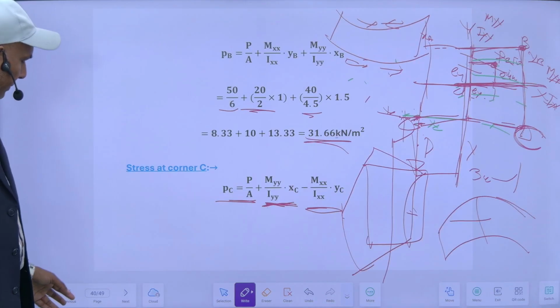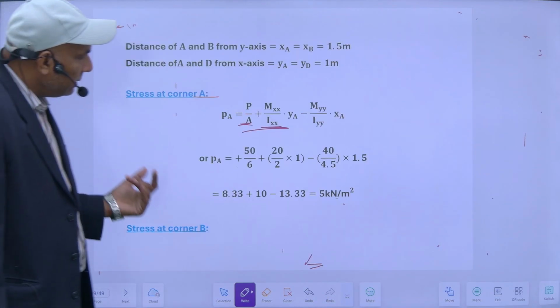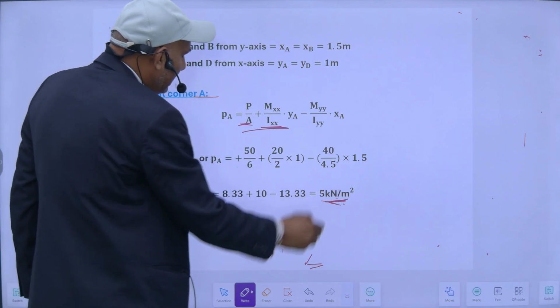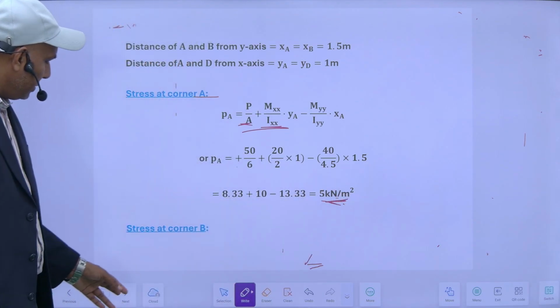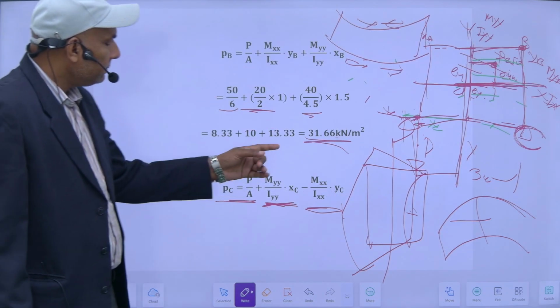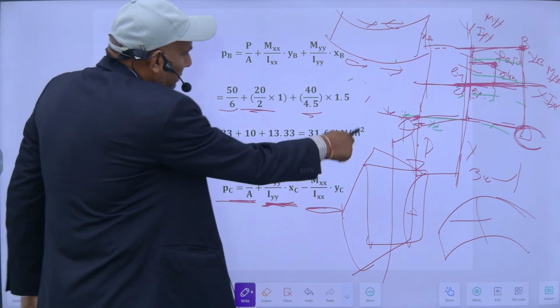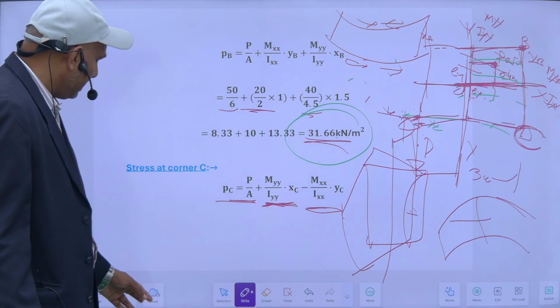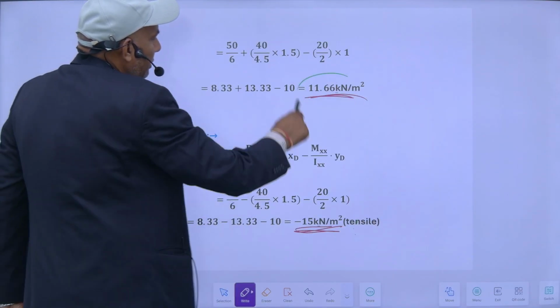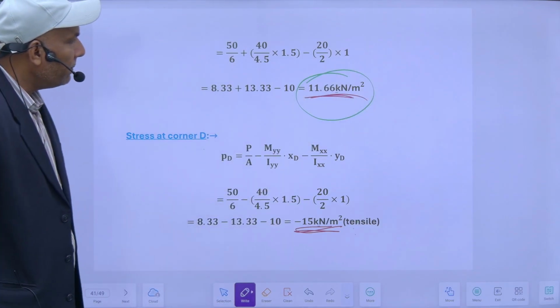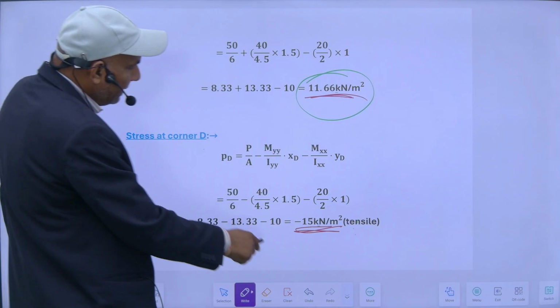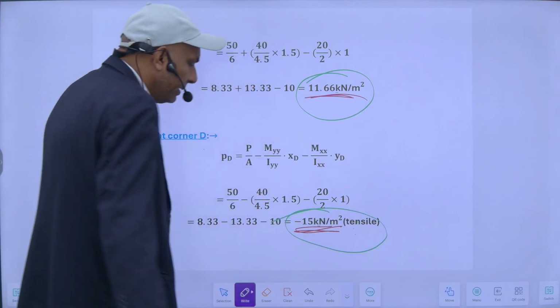So here the stresses in all the corners are positive. At A it is 5 positive, at B it is 31.66, and at C it is 11.66. So all are compressive, positive. Only at D it is tensile, minus 15.